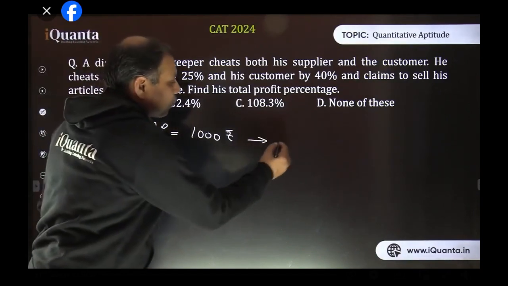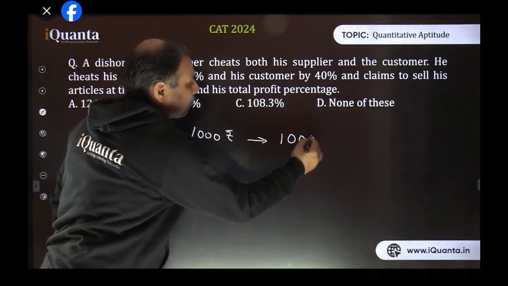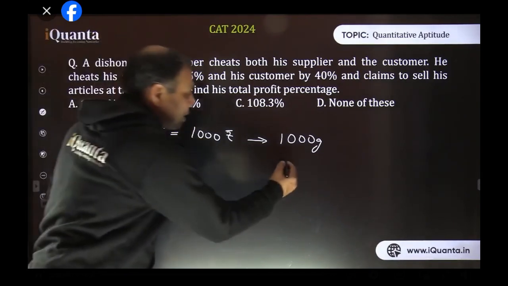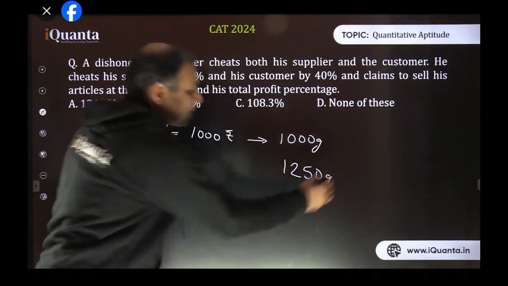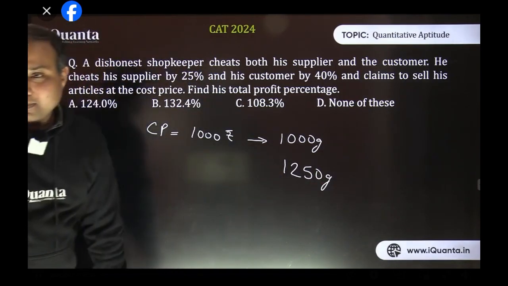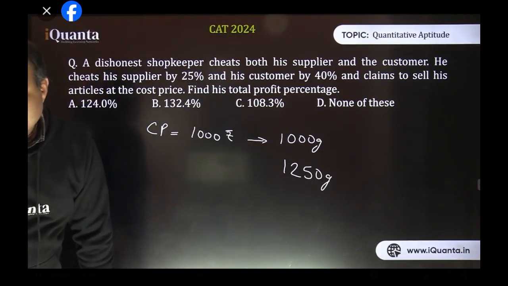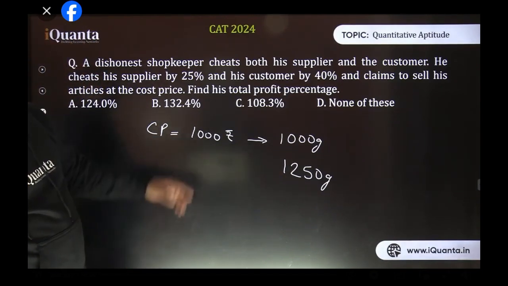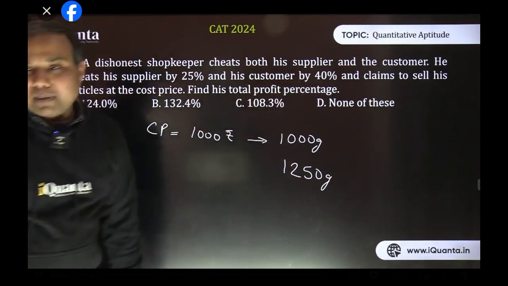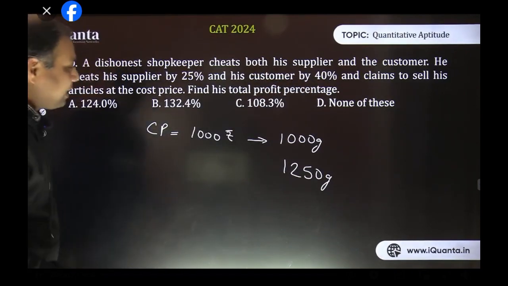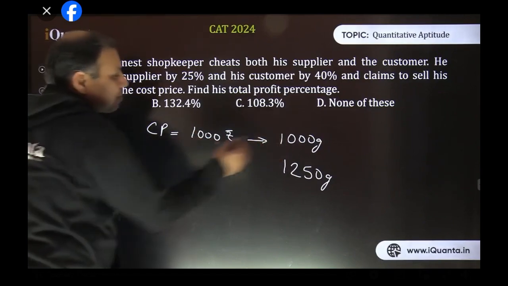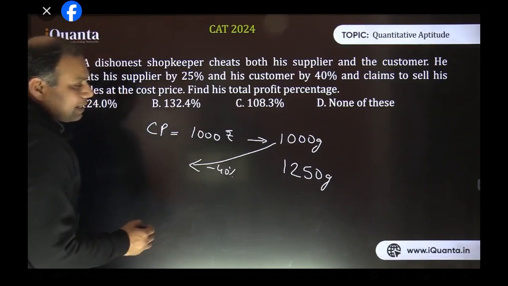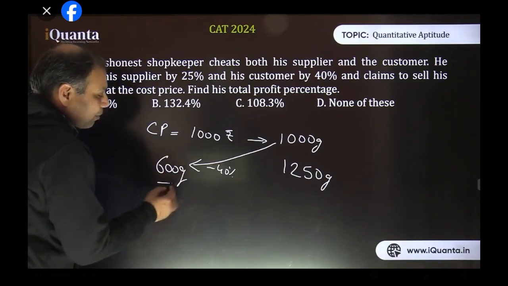So he must have got goods worth 1000 gram, but he has cheated his supplier by 25%. So he has got the quantity 1250 gram, isn't it? Now this is the actual quantity. This is the actual quantity for which he is charging now, but he is cheating his customer by 40%. He is cheating the customer by 40%. That means instead of even giving 1000 grams for 1000 rupees, how much is he giving? He's giving quantity 40% less than that. That means he's giving goods worth 600 gram only.